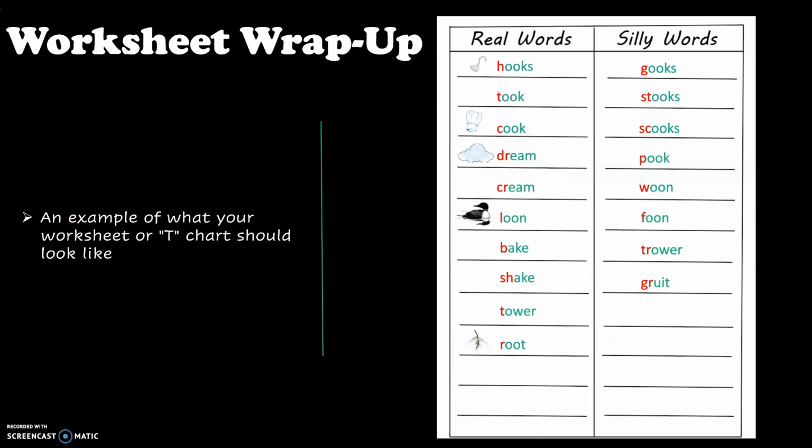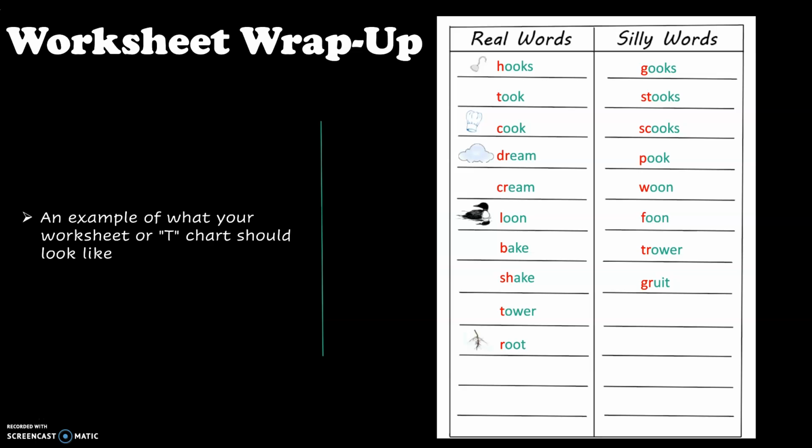Now here's what your worksheet should look like. Here's our wrap-up. The real words we have from all three poems: hooks, took, cook, dream, cream, loon, bake, shake, tower, and root. And our silly words are gooks, stooks, hooks, hook, woon, foon, trower, groot.